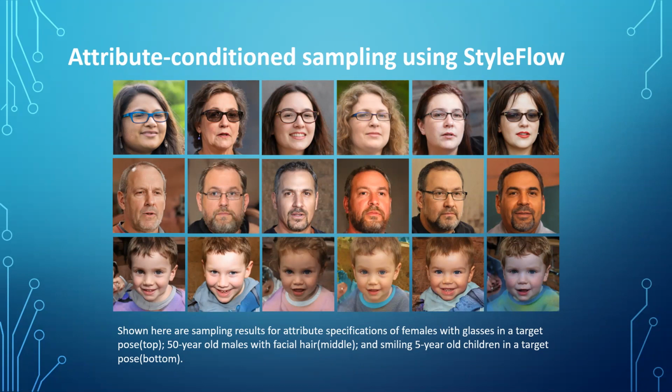Here are some of the other results from StyleFlow, like attribute conditioned sampling, where certain attributes are entered and then the images are given out. Like females with glasses for the first one, then 50-year-old males with facial hair, and then smiling 5-year-old children. These are all generated only.